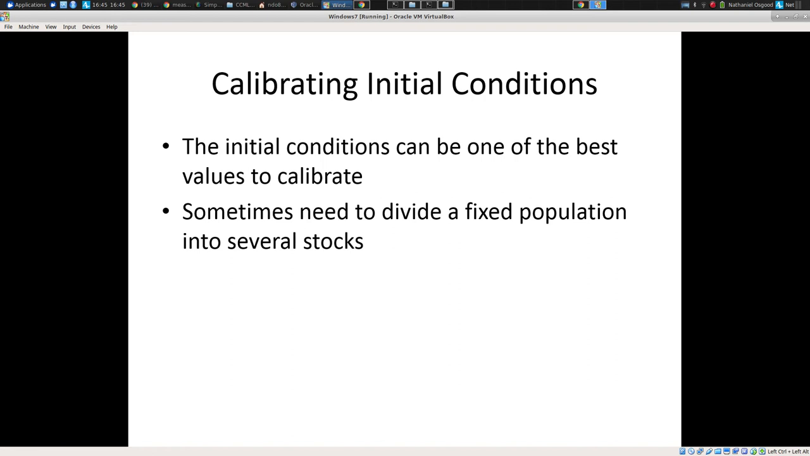Calibrating initial conditions, I say it can be one of the best values to calibrate. You got to be careful. You don't want to have your calibration parameters filled with these sort of things. Sometimes it's better just to run a burn-in period. These can be good things to calibrate. The initial parameters.